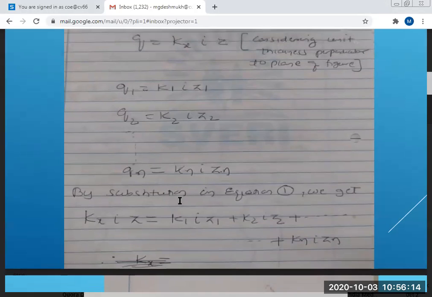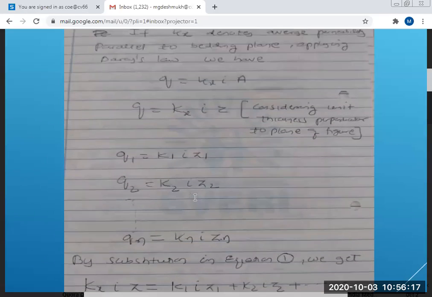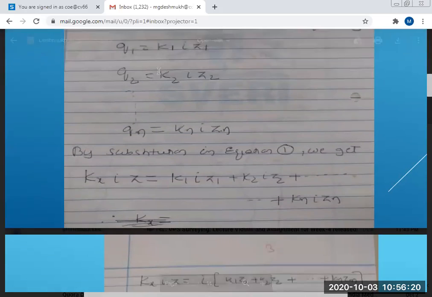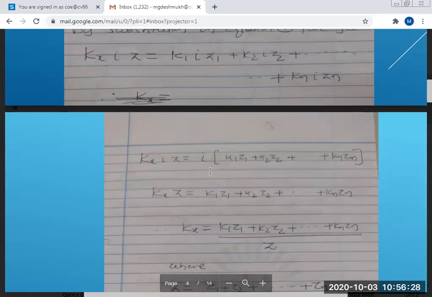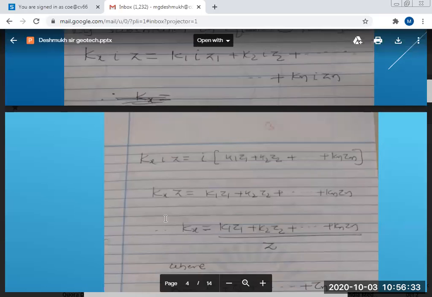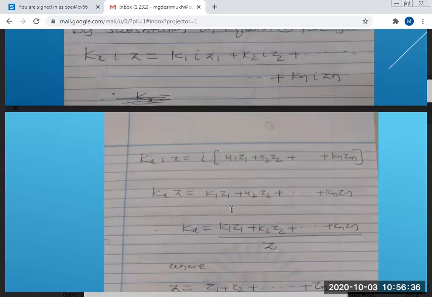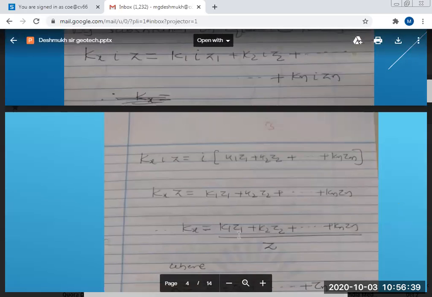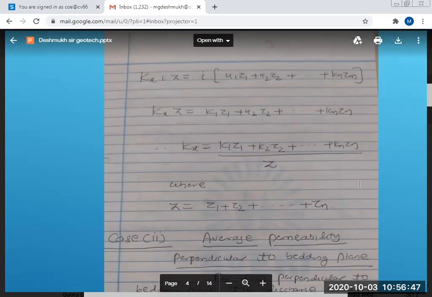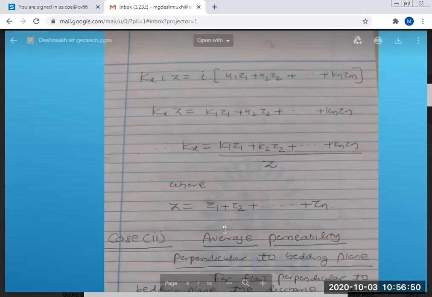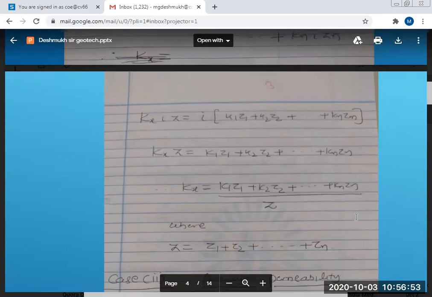Now if you substitute here, you will get KXIZ on the LHS, and on the RHS you add all the Q1, Q2 like this. You see here, I is common everywhere. If you add and take I as common in the bracket, it is K1 Z1, K2 Z2 up to like this. I and I get cancelled. Kx into Z is equal to K1 Z1 plus K2 Z2 up to Kn Zn, and Kx is equal to K1 Z1 plus K2 Z2 up to Kn Zn divided by Z, where Z is equal to Z1 plus Z2 up to Zn.